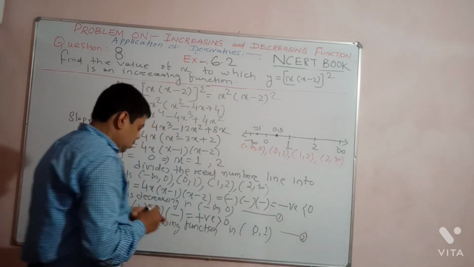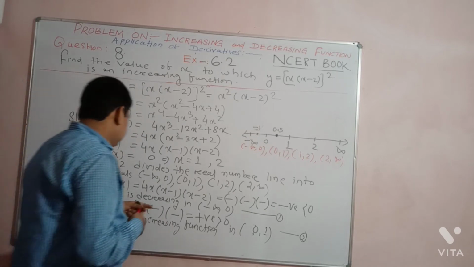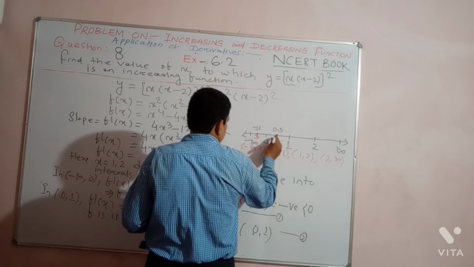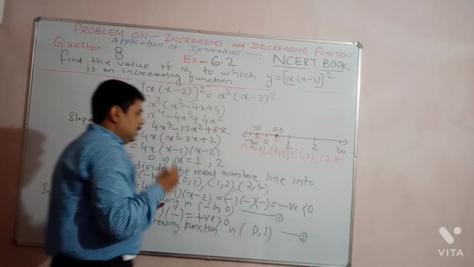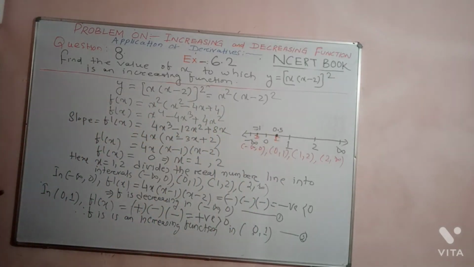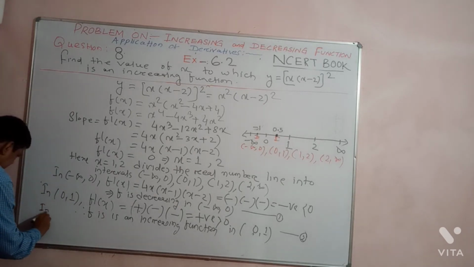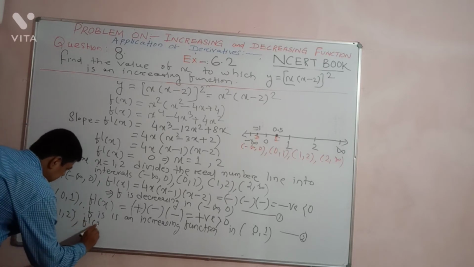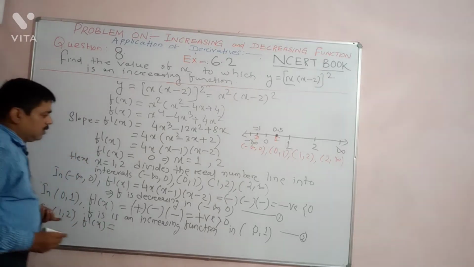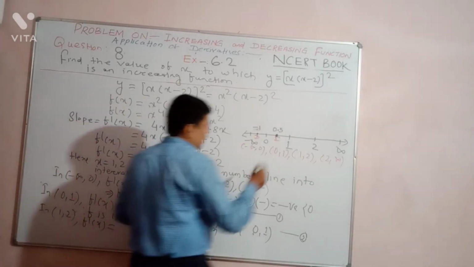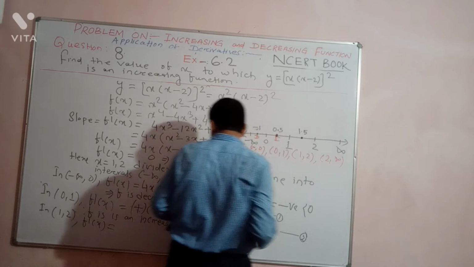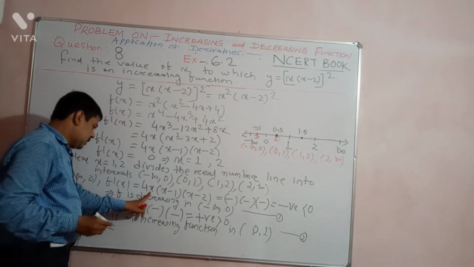So what we got here? The first point we got, the function is decreasing; here the function is increasing. Now the interval 1 to 2. Suppose I take the value 1.5. If I take 1.5, then this x value will be positive.